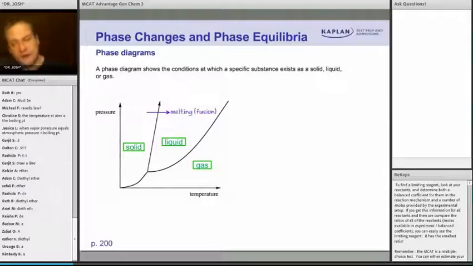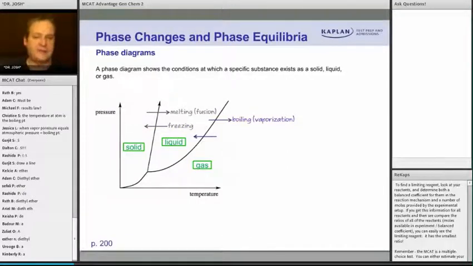We go from solid to liquid, that's going to be the melting point. We go from liquid to solid, that's freezing. We go from liquid to gas, that's boiling or vaporization. We go from gas to liquid, that's condensation. We go from solid to gas, that's sublimation. And if we go from gas to solid, that's deposition.